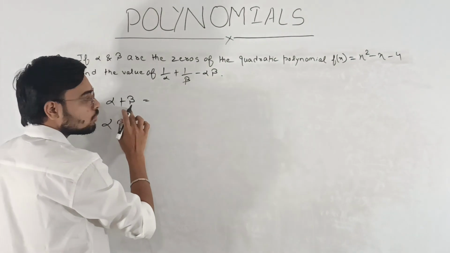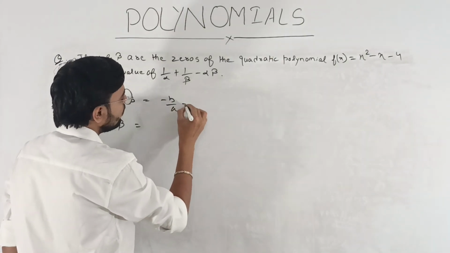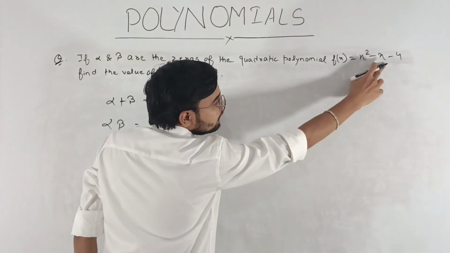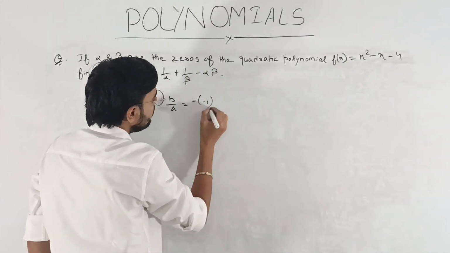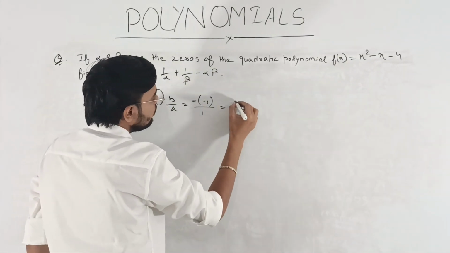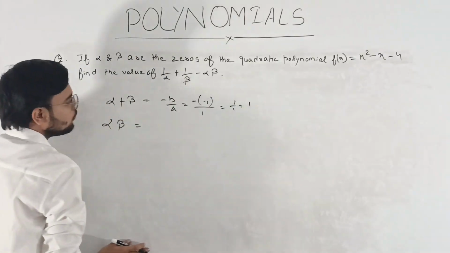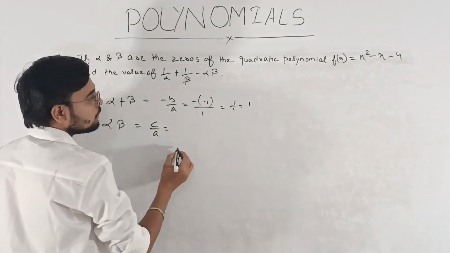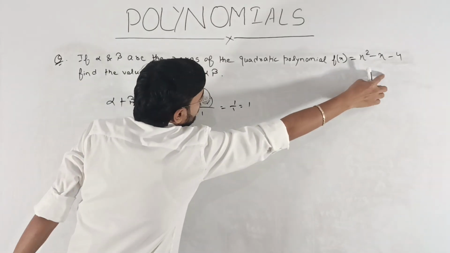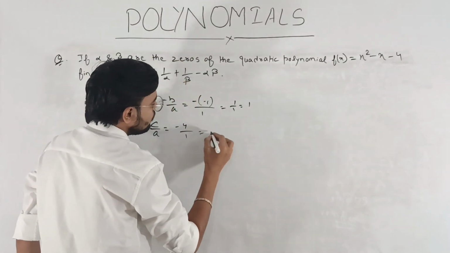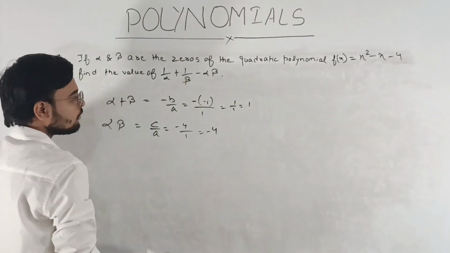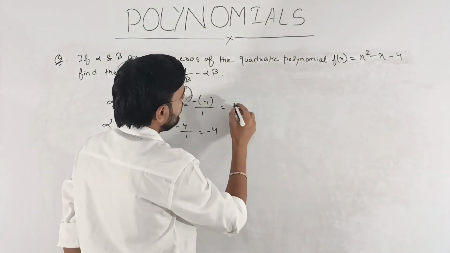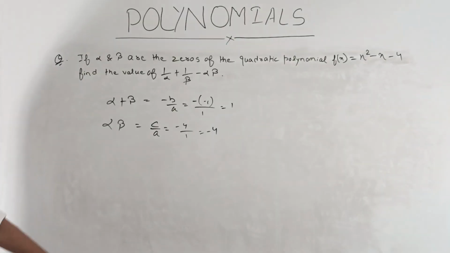Now the sum of roots is equal to minus b upon a. Minus b means the coefficient of x, which is minus 1, so minus of minus 1 upon a, which is 1, is equal to 1. Now alpha beta is c upon a. C means the constant term, that is minus 4, and a is 1. So this is equal to minus 4. The sum of roots is 1, so I write here 1.